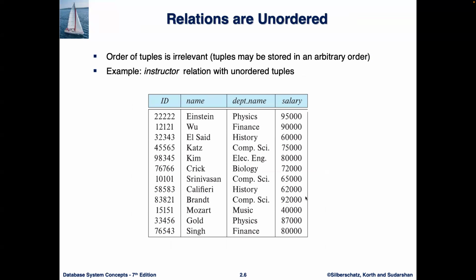Relations are unordered. Order of tuples is irrelevant. Tuples may be stored in any arbitrary order. Example, instructor relation with unordered tuples. So here we have 222, 7654, 101010. These numbers are not ordered. This is basically first come, first served. If I store one more value, it will go at the bottom of this table. If I store another value, it will go at the bottom of that instance of the table.